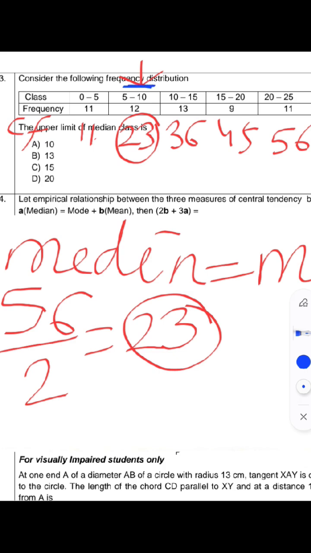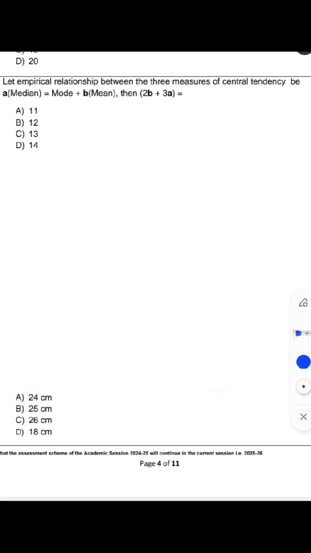So what does the question ask? The upper limit of the median class. So your upper limit is 10. So here the right answer is option number A, that is 10. I hope you have understood it. Still, if you have any problem, you can comment in the chat box.